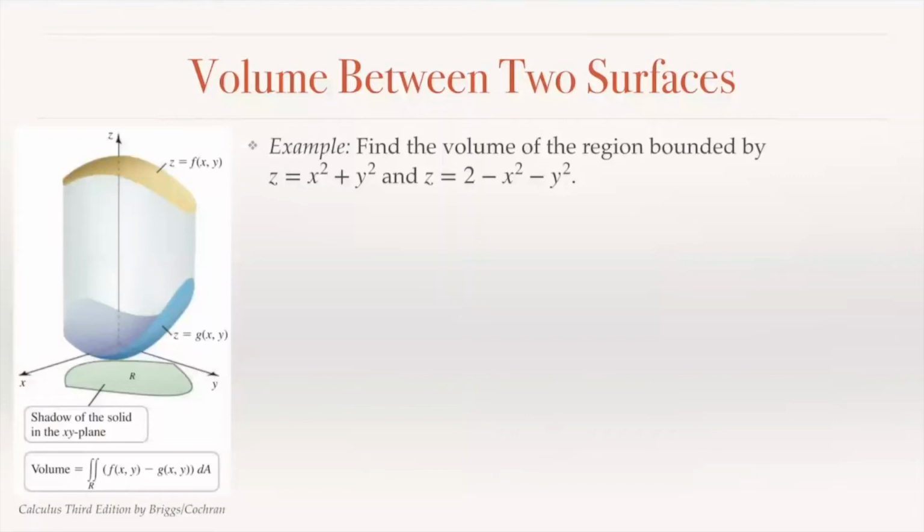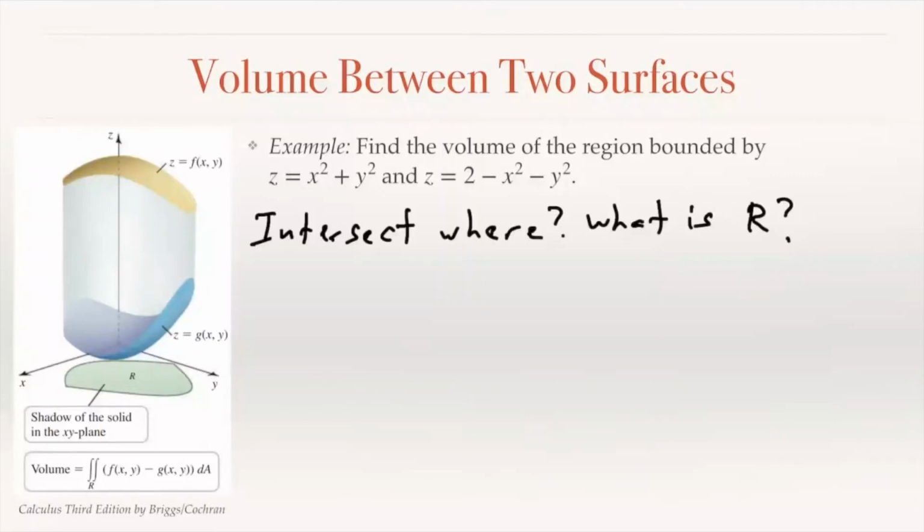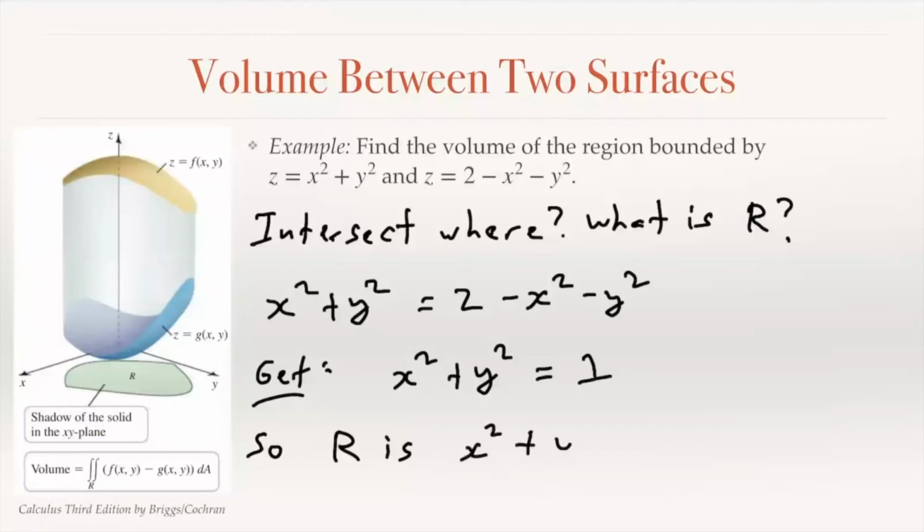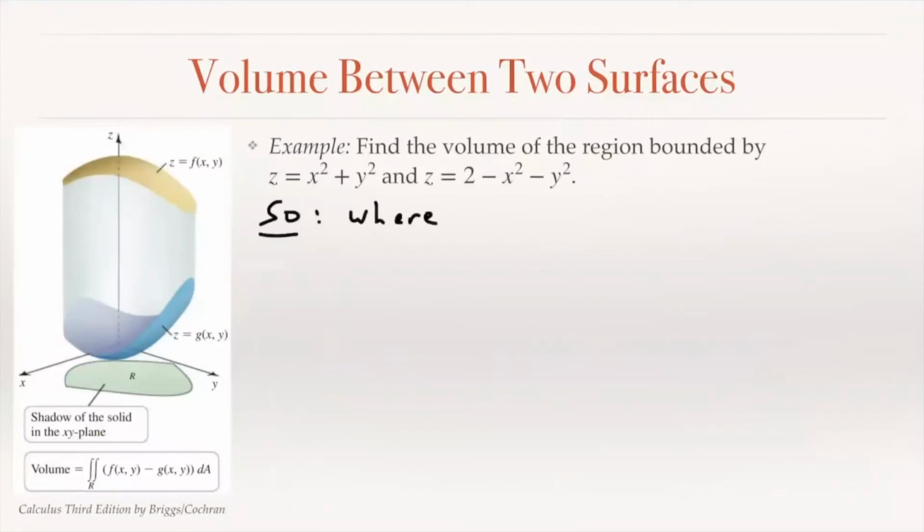Well, let's find where they intersect. What is R? Well, the point where they intersect will be where they have the same height. So we set x squared plus y squared equal to 2 minus x squared minus y squared. And we get x squared plus y squared equals 1. So R is the unit circle. x squared plus y squared is less than or equal to 1. Okay, so R is the unit disk.